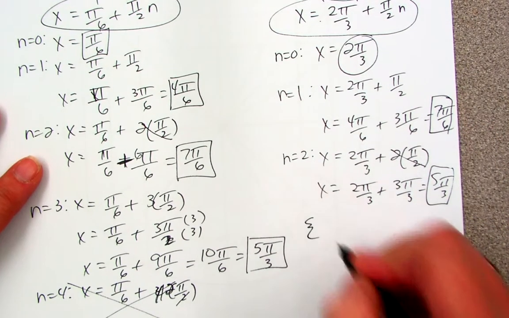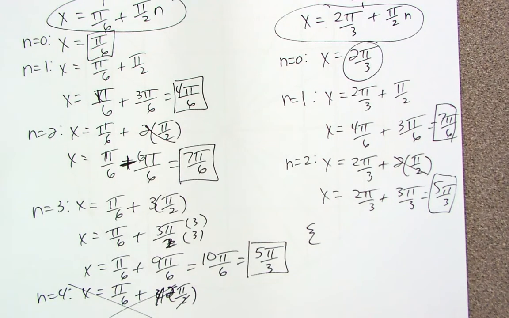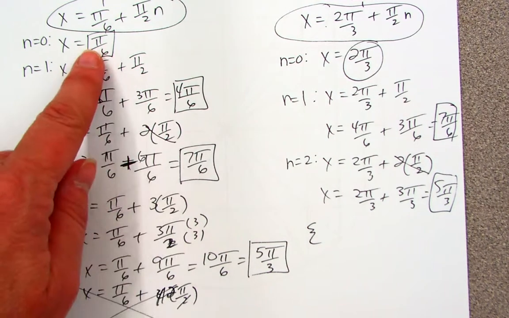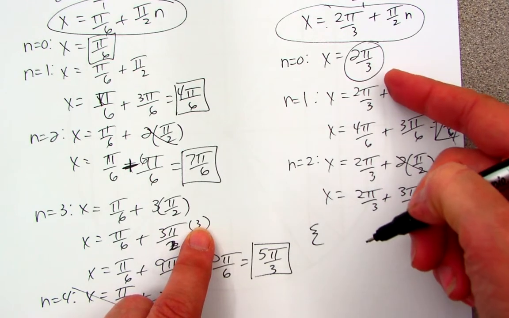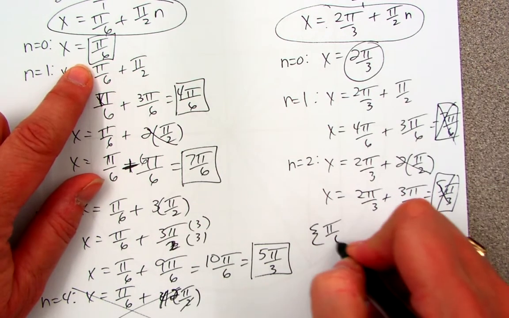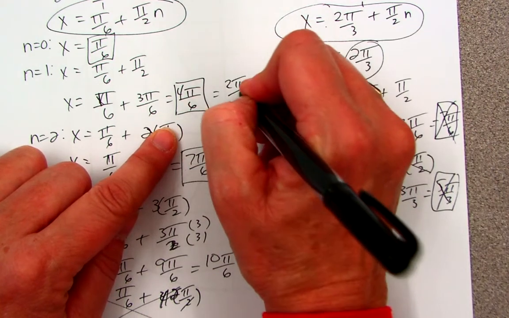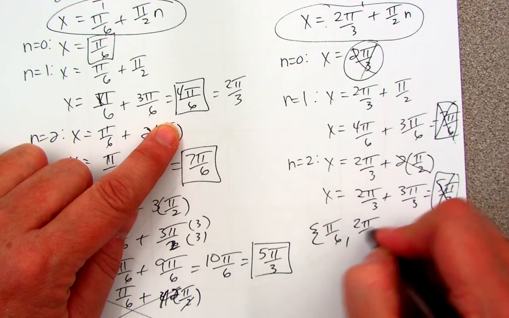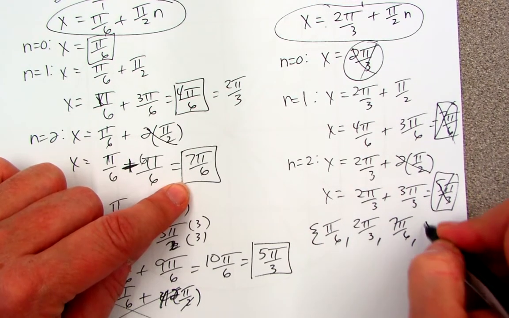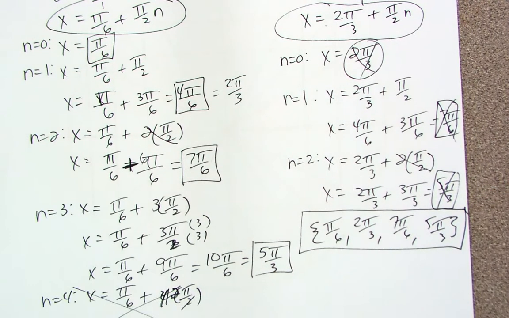My solution set is, proper math, you do them in order from smallest to largest. Let's see, these are it right here. I've already got you and I've already got you, so this is the only new one I got. So it's going to be pi over 6. Let's see. Oh, and this one has been repeated. There is nothing new under the sun. So 2 pi over 3, 7 pi over 6, 5 pi over 3. Those are the only 4 solutions.